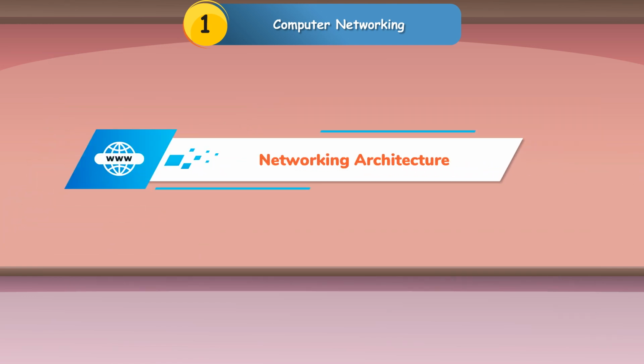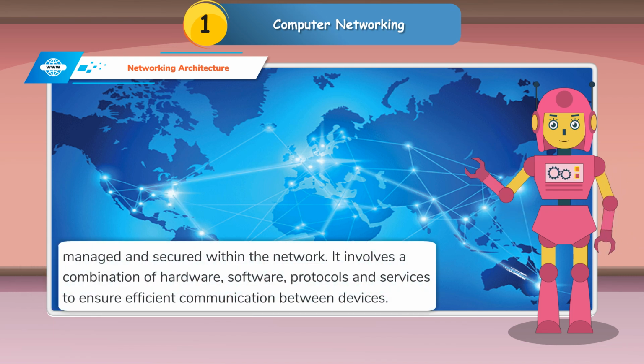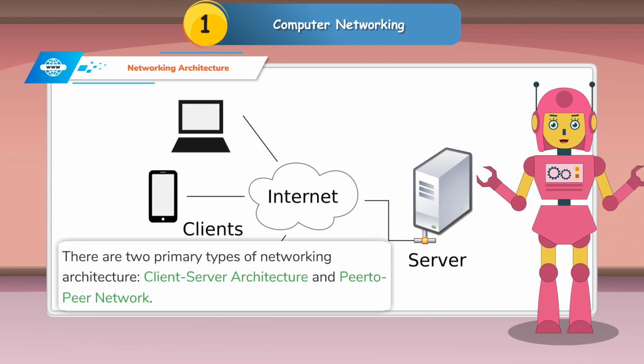Networking architecture. Networking architecture refers to the design and structure of a network, including how data is transmitted, managed, and secured within the network. It involves a combination of hardware, software, protocols, and services to ensure efficient communication between devices. There are two primary types of networking architecture: client-server architecture and peer-to-peer network.